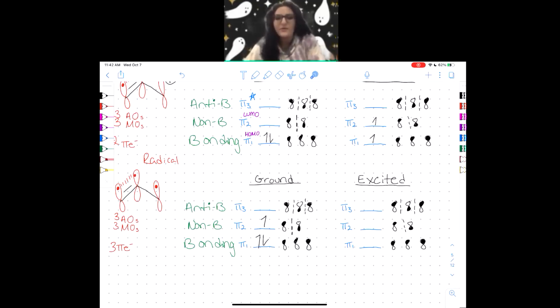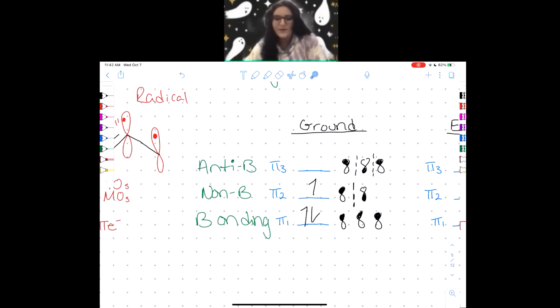So now we have a really, really weird case, right? The bonding and antibonding orbitals are going to stay the same. Non-bonding will stay the same. But the HOMO and LUMO are going to change because now we have an electron in pi 2. So what is the HOMO?